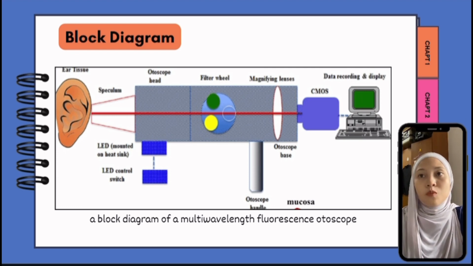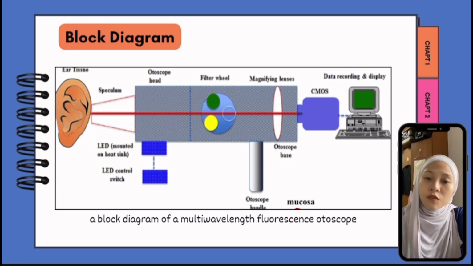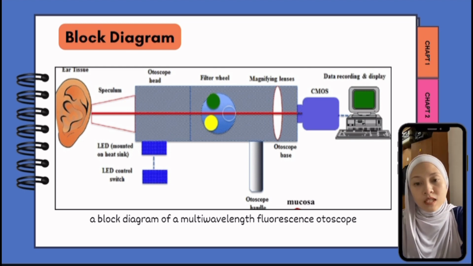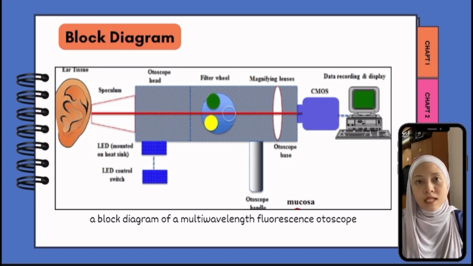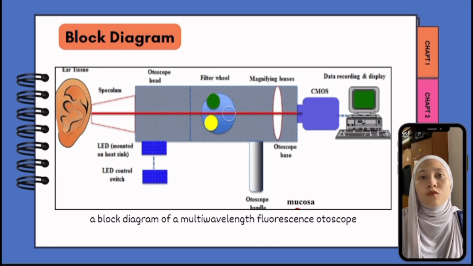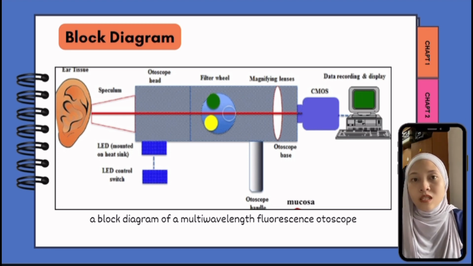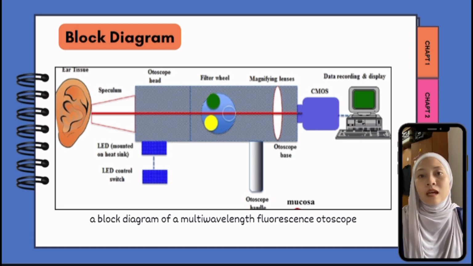Overall, the block diagram shows how the multi-wavelength fluorescent otoscope uses various components to illuminate the ear canal with different wavelengths of light. It can capture images of the ear canal at different wavelengths and display those images on a computer screen. In comparison to the traditional otoscope, a multi-wavelength fluorescent otoscope offers a more detailed view of the middle ear by capturing images at different wavelengths. This can help doctors to identify abnormalities in the ear canal and middle ear tissue.